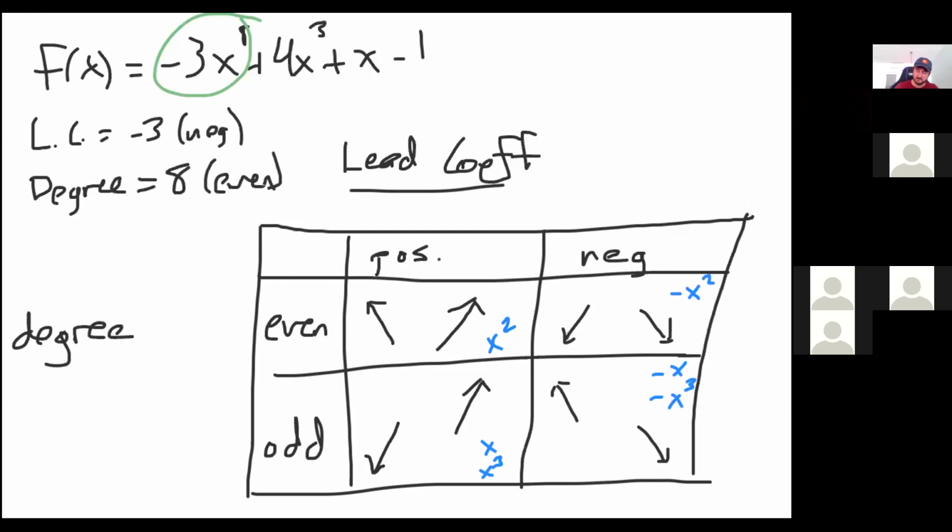So then I go look at my chart. And I see that my chart says my end behavior is that both of my tails need to be pointing down. So that is why it's the last answer.